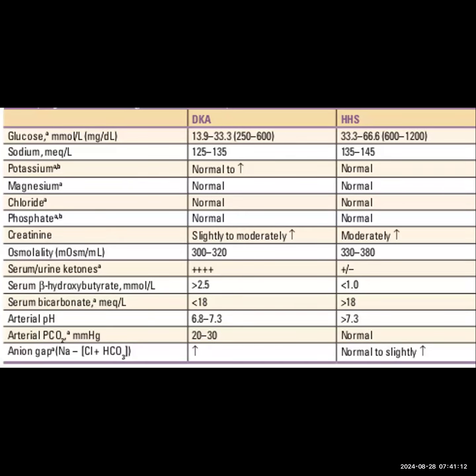Arterial pH is usually between 6.8 to 7.3 in DKA, greater than 7.3 in HHS. Arterial PCO2 is 20 to 30 in DKA, normal in HHS. The anion gap is elevated in DKA. However, it could still be slightly elevated in HHS.